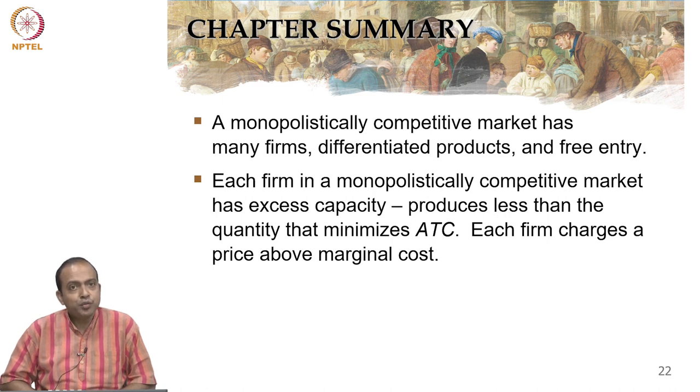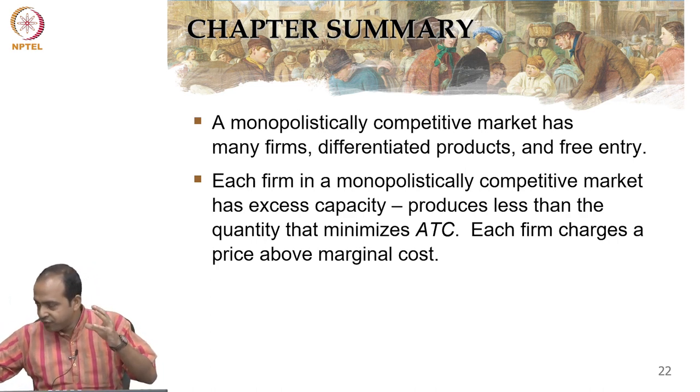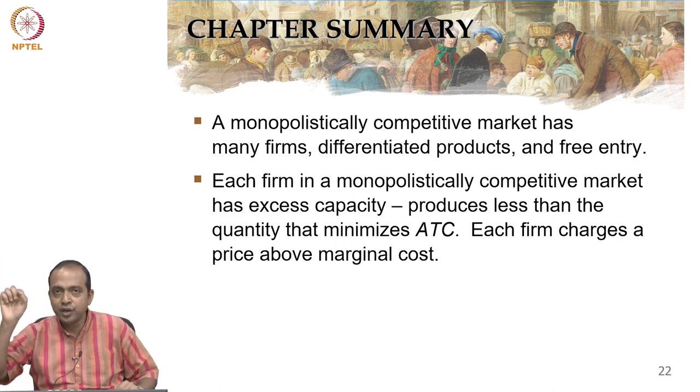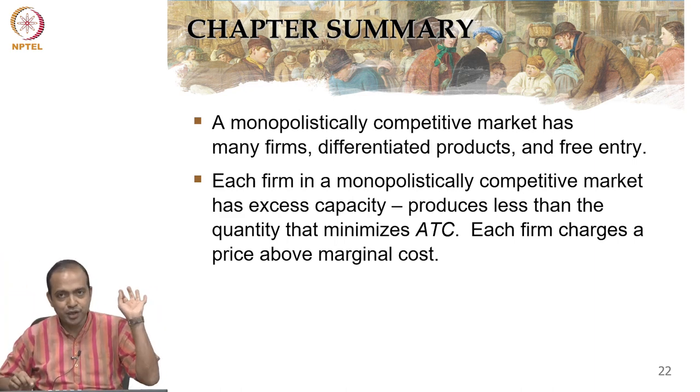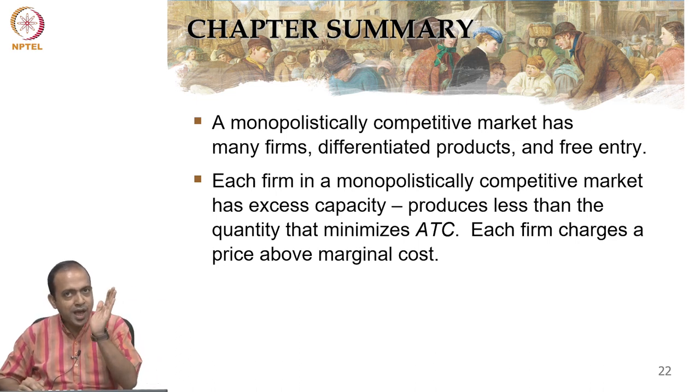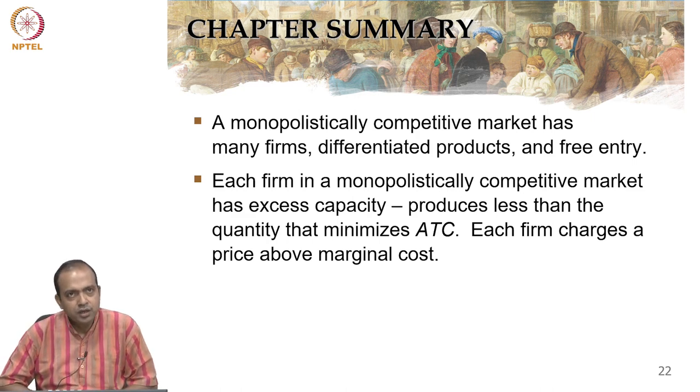Each firm in a monopolistically competitive market has excess capacity. How is it defined? It is the difference between the output associated with the minimum point of ATC and the equilibrium output. Okay? The equilibrium point happens on the left side of the minimum point of ATC. So, even though the minimum efficient scale minimizes the total cost, the firms strategically behave to produce less and charge more because they want to maintain that as a strategic entry barrier. That excess capacity acts as a strategic entry barrier, right?